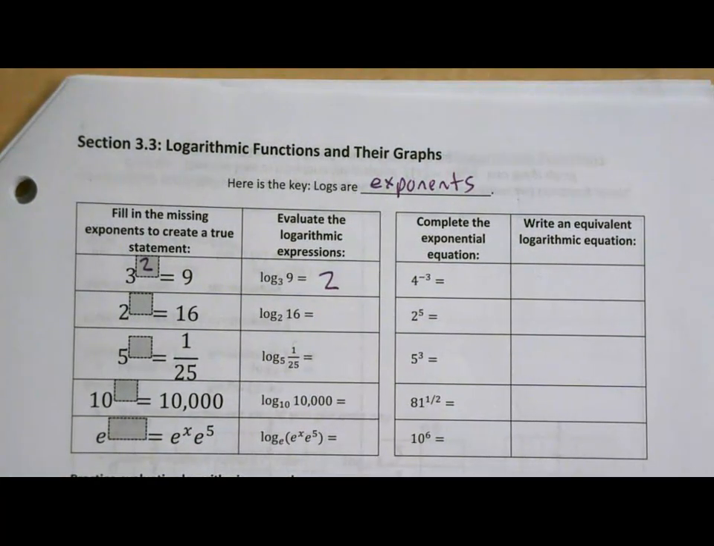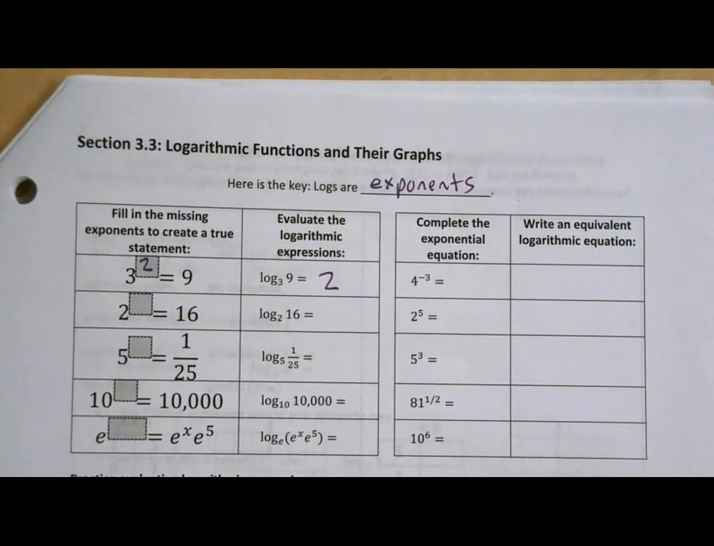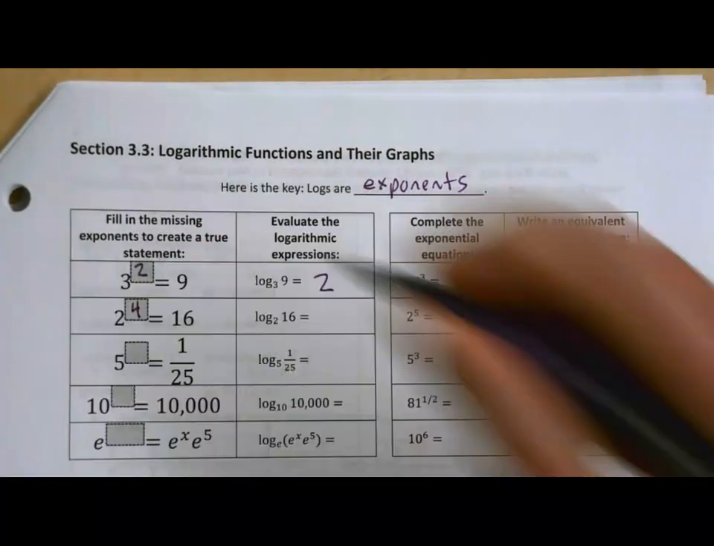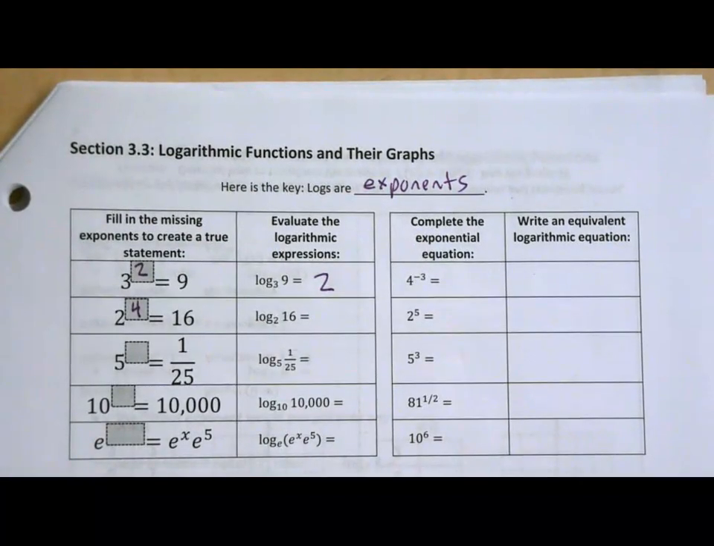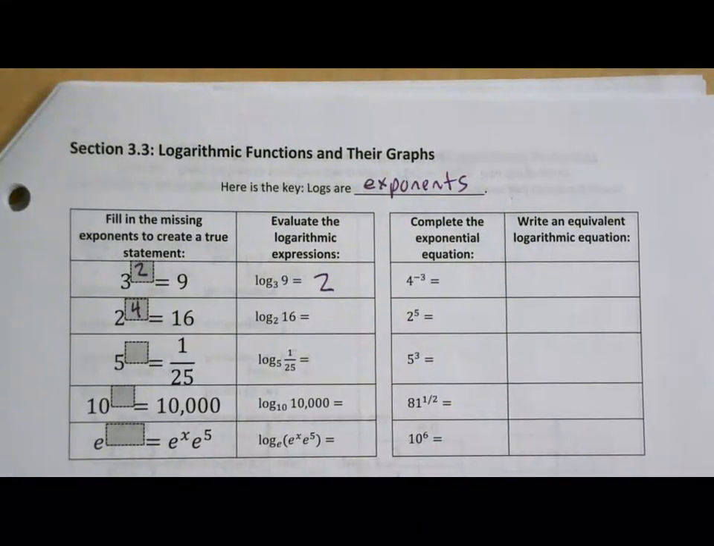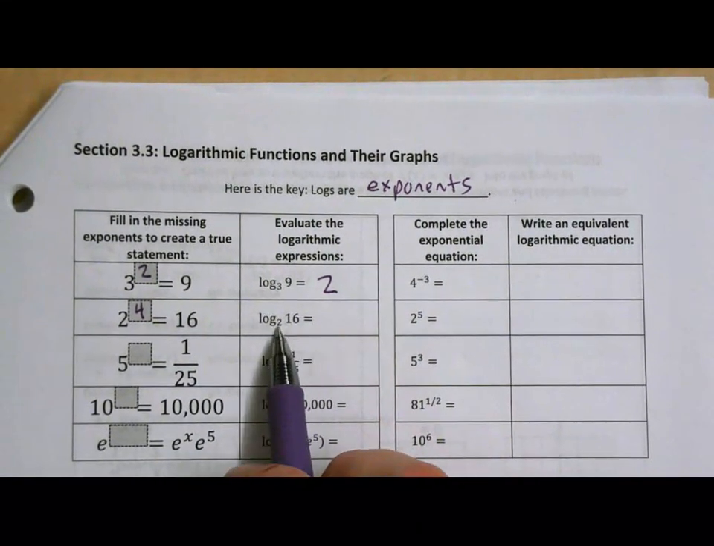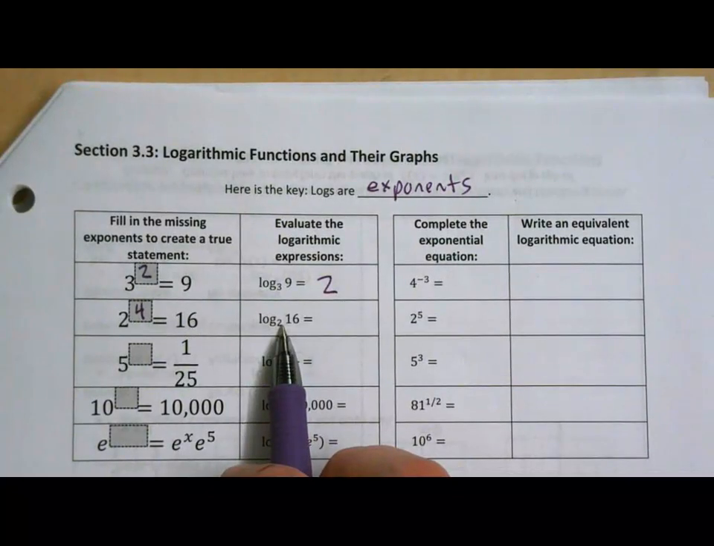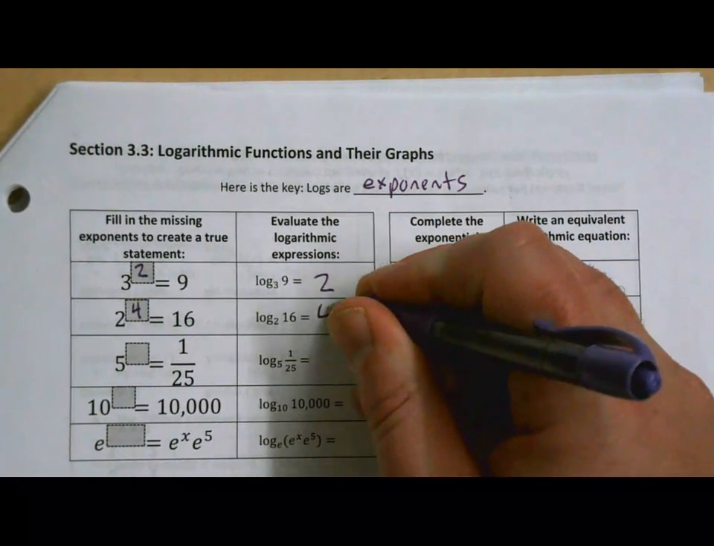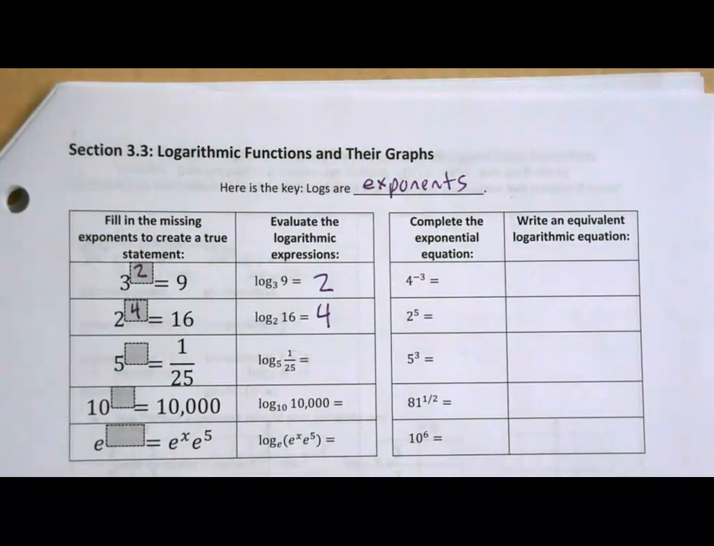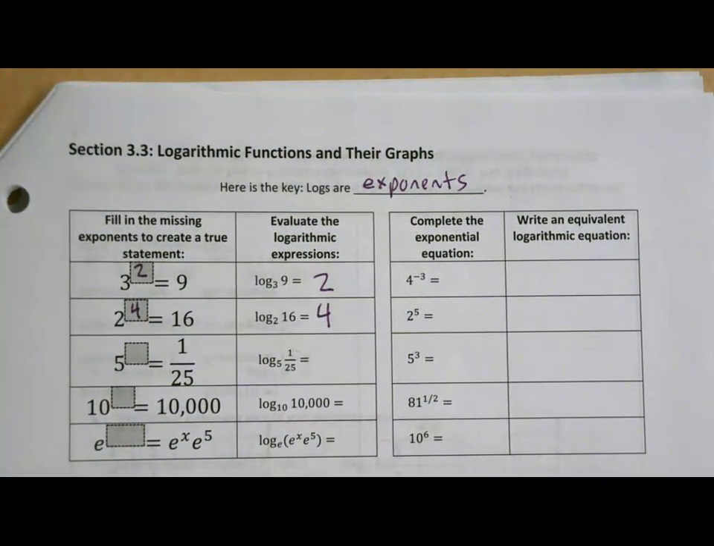All right, what's the exponent you'd stick onto a 2 to make it equal to 16? 4. An equivalent question would be, what is the log base 2 of 16? When I ask you this, I'm saying, what exponent can I stick on this base of 2 to make it 16, and the answer is 4. See what you guys can do with the next couple ones here.